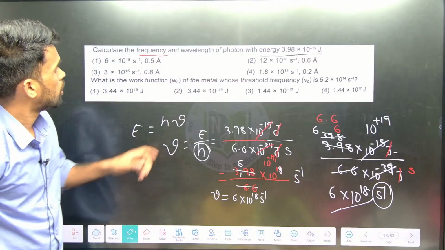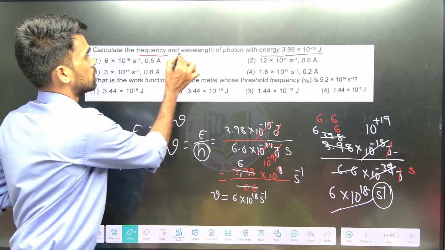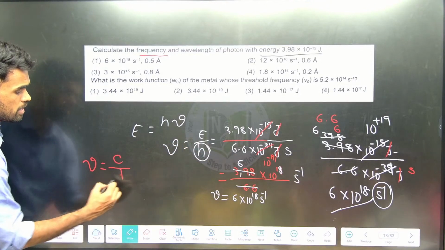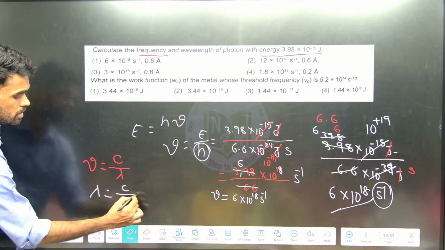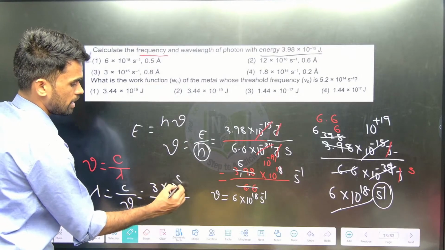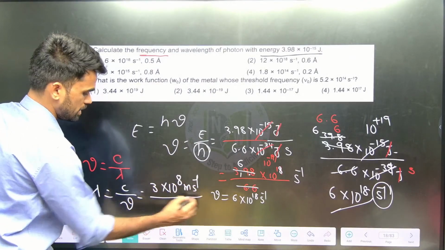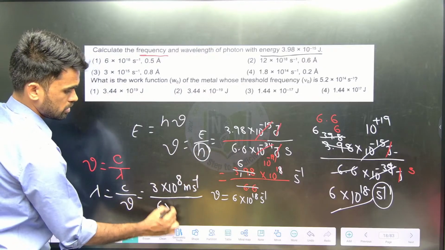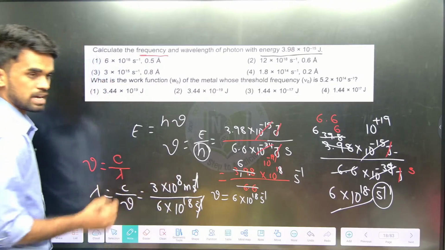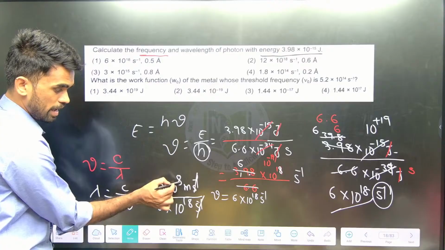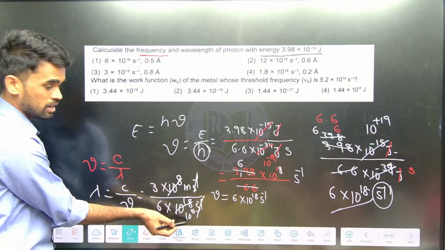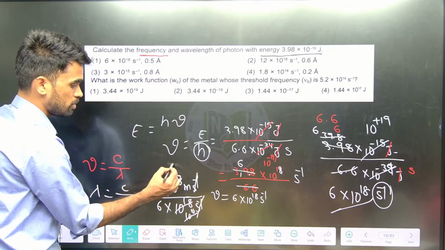Okay. Next, how do you calculate wavelength? Frequency we got now. So from frequency, what is the relation? C by lambda. Now I want lambda, so C by, now tell me fast. 3 into 10 power 8 meter per second, and in the denominator, frequency, how much did we get? 6 into 10 power 18 second inverse. So second inverse cancels. So this one, 8, 18. So 10 power 10. So 10 power 10 is plus here. If I write in the numerator, 10 power minus 10.